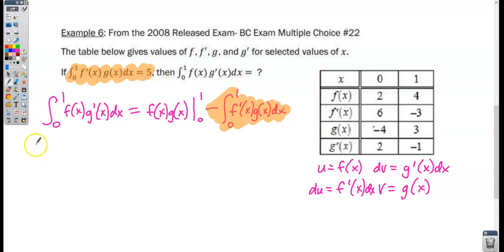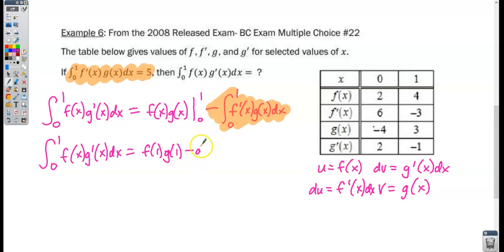And so the integral from 0 to 1 that I'm looking for is going to be f of x, g of x, evaluated from 0 to 1, minus 5. So how do I evaluate this? I substitute in the upper limit of integration, minus what I get when I substitute in the lower limit of integration, minus the value of this integral, which we said was 5.